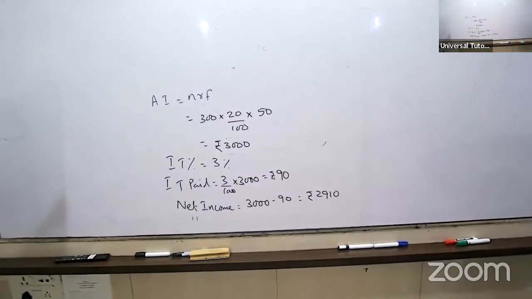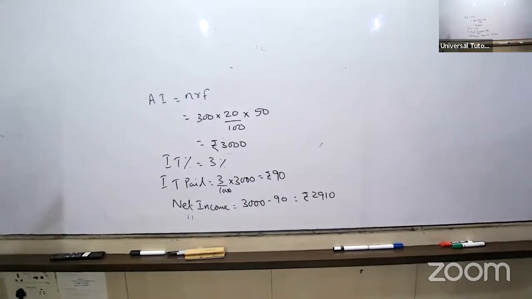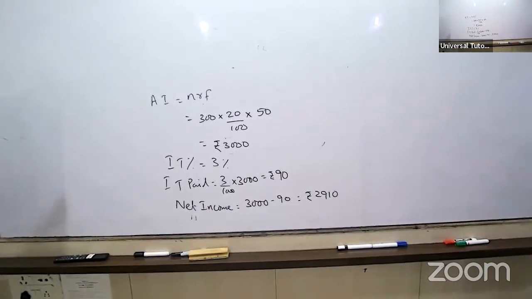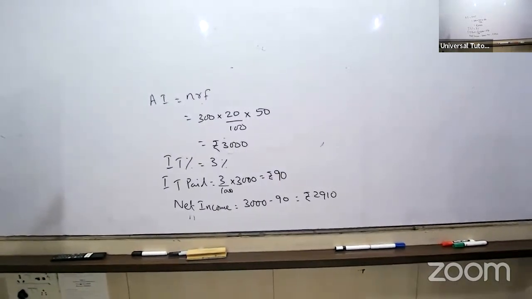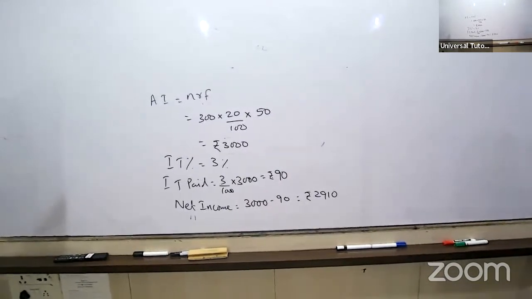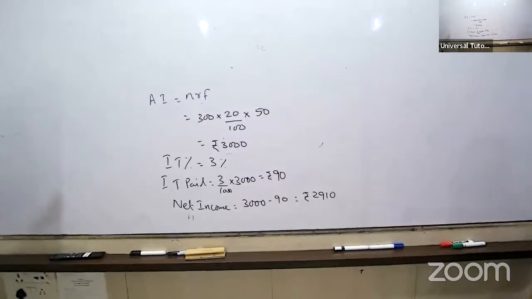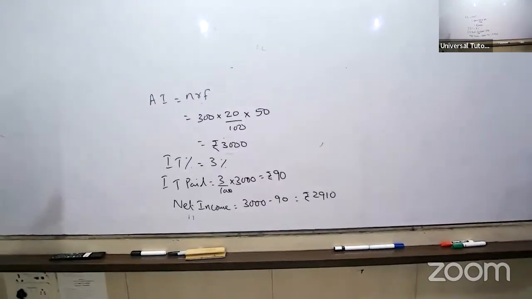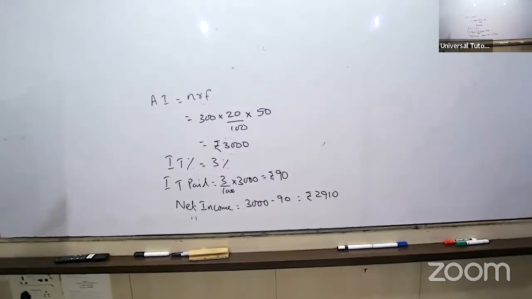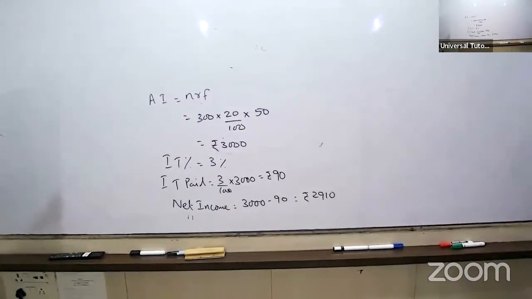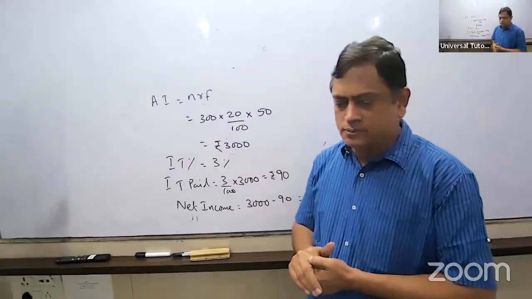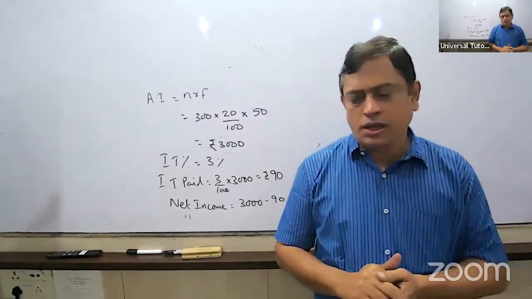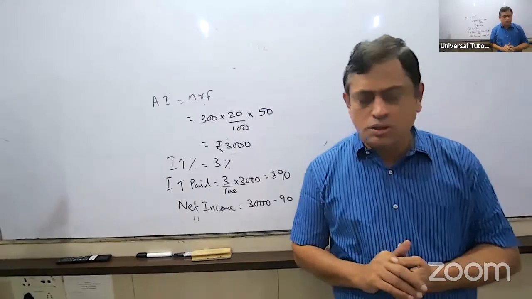Sum invested is equal to 8,800. Face value is equal to 100 rupees. Market value is equal to 100 plus 10% of 100, which is equal to 110 rupees. Number of shares is equal to sum invested upon market value, that is equal to 8,800 upon 110. That is 80.